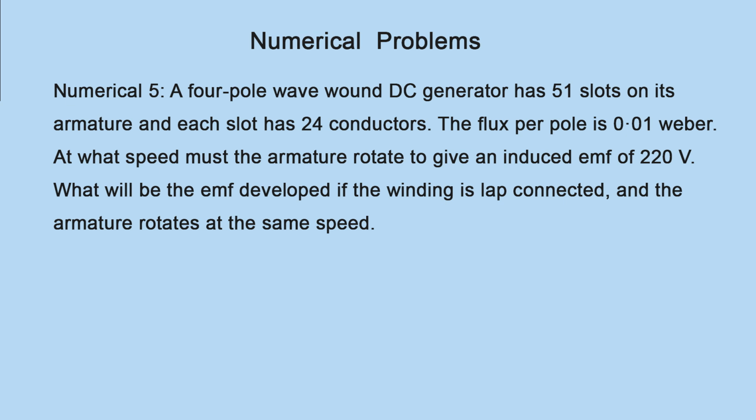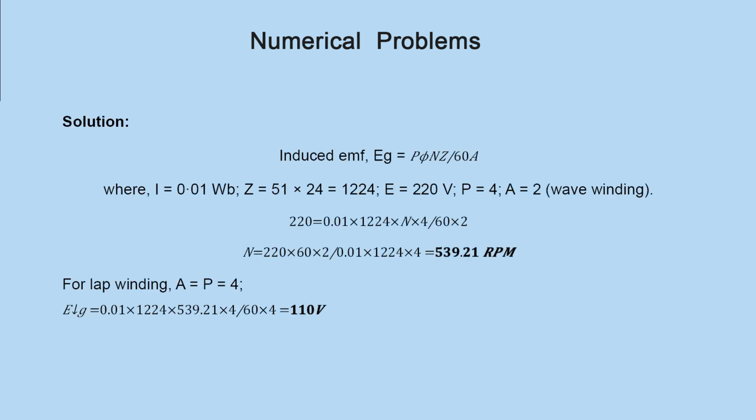So here we have two different conditions, and in the two conditions we have to find the value of speed and the induced EMF. So let us solve one by one. As we know, the formula of induced EMF is nothing but P phi N Z upon 60A. Now let us see what values are given. Here phi is given as 0.01 Weber. The total number of conductors is not given directly. So Z is equal to 51 into 24, because this machine has 51 slots and each slot has 24 conductors. So 51 into 24 is nothing but 1224.